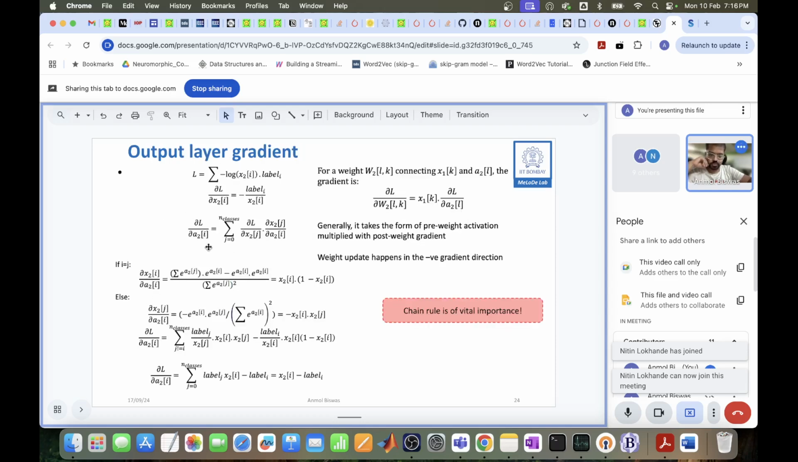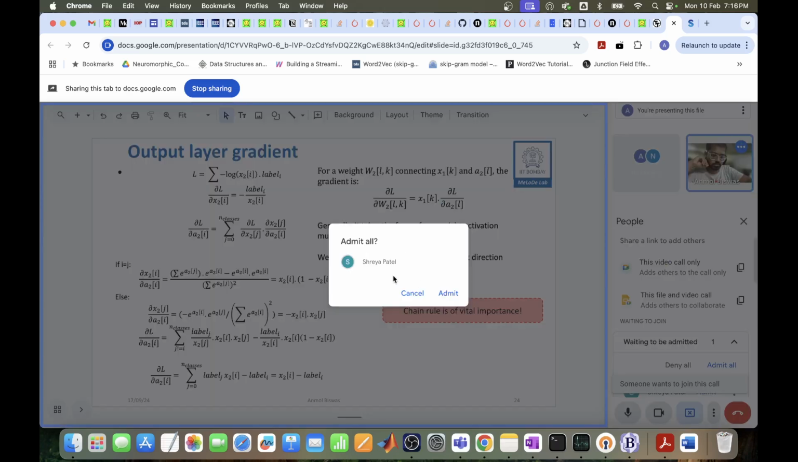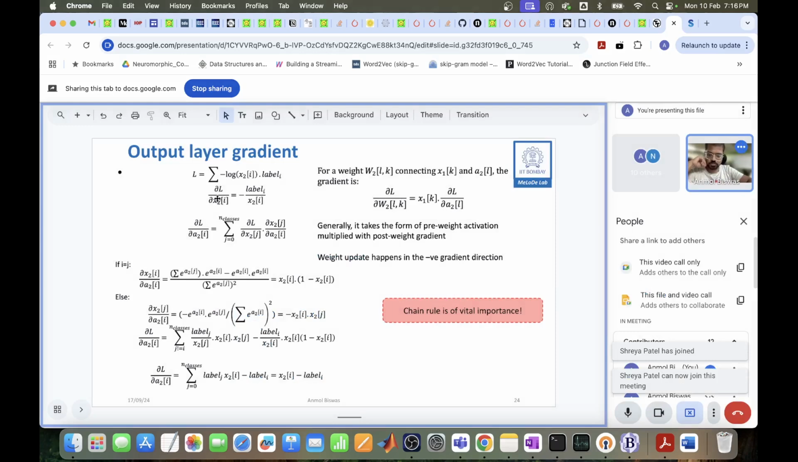So here, when you're trying to compute the gradient of L with respect to a2 of i, which is the ith pre-activation term, then it's no longer just one single term, it's the entire sum. So you add over all of the classes, all of the output classes, and you compute this chain rule term.